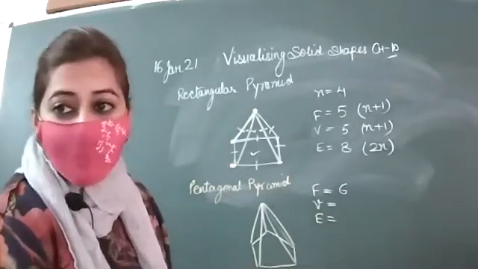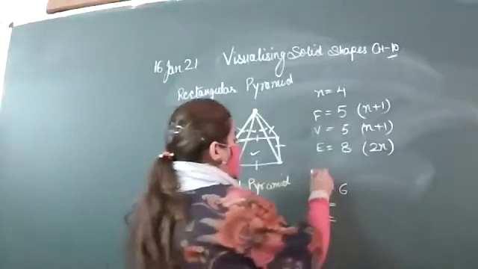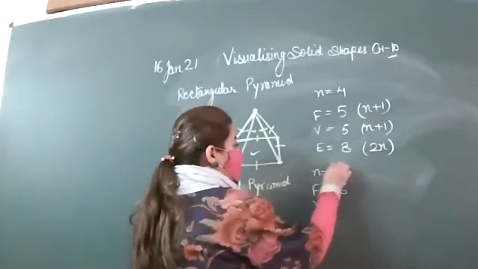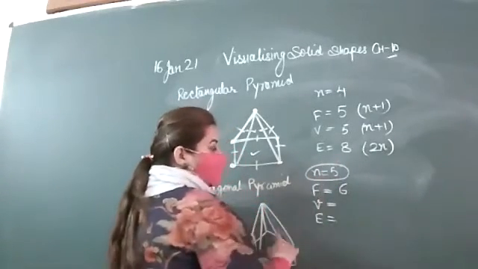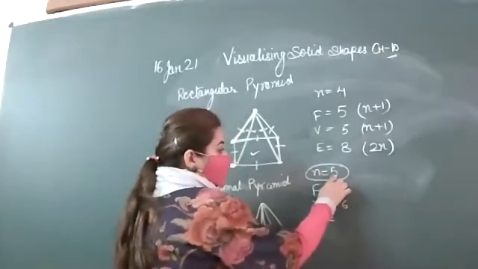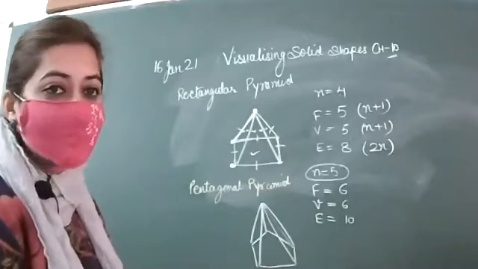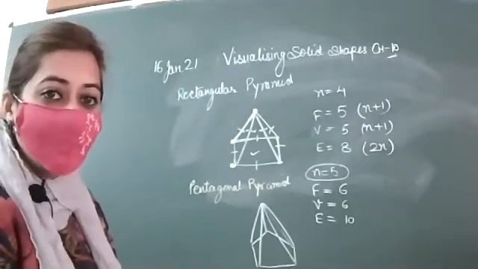Faces are your 6. Vertices are again 6 by the same formula because the number of sides n is equal to 5. Pentagon is a 5-sided figure, so your n is 5 put here, and edges are double of this, that is 10. So these are the faces, vertices, and edges for the pentagonal pyramid.